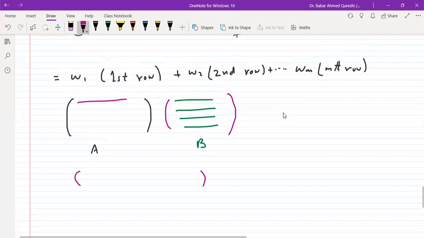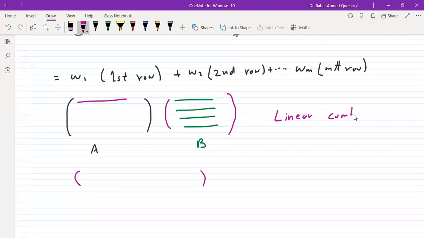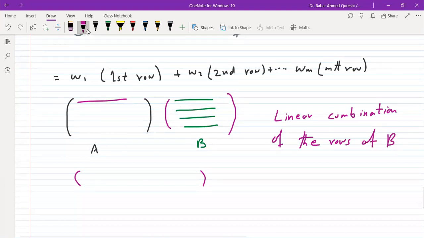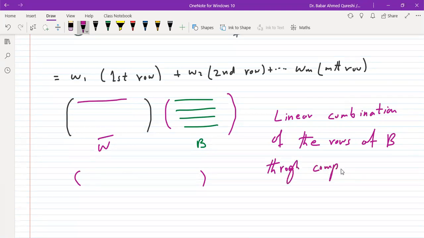So what we have interpreted it as a linear combination of the rows of B. Let's call this a row vector, through components of the row you are multiplying with.